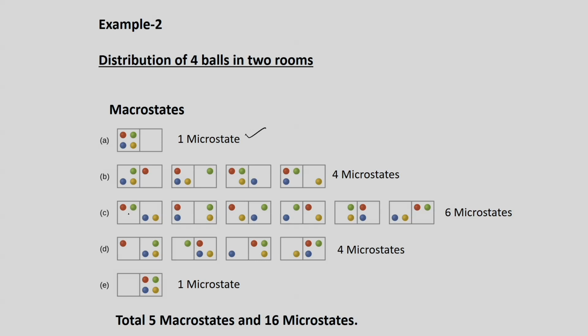Now we can have an equal number of balls in both rooms, meaning 2 and 2. If we rearrange the balls, we get 6 different possibilities here. Then in the fourth case, suppose we put 1 ball in the first room and 3 balls in the second room. For this case we get 4 different possibilities. And the last case, the first room is empty and the second room contains all the 4 balls.